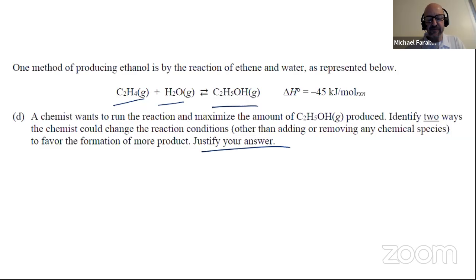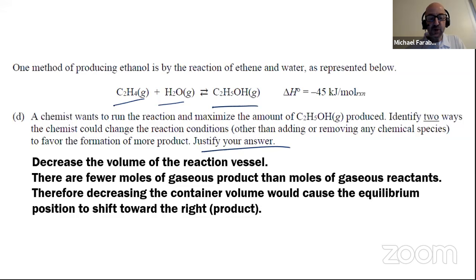Justify your answer. So the 2 things we're looking for here: you could decrease the volume of the reaction vessel because we have 2 moles of gas on the left and 1 mole of gas on the right. Because there are fewer moles of gaseous product than moles of gaseous reactants, decreasing the container volume would cause the equilibrium position to shift toward the right, toward the product.